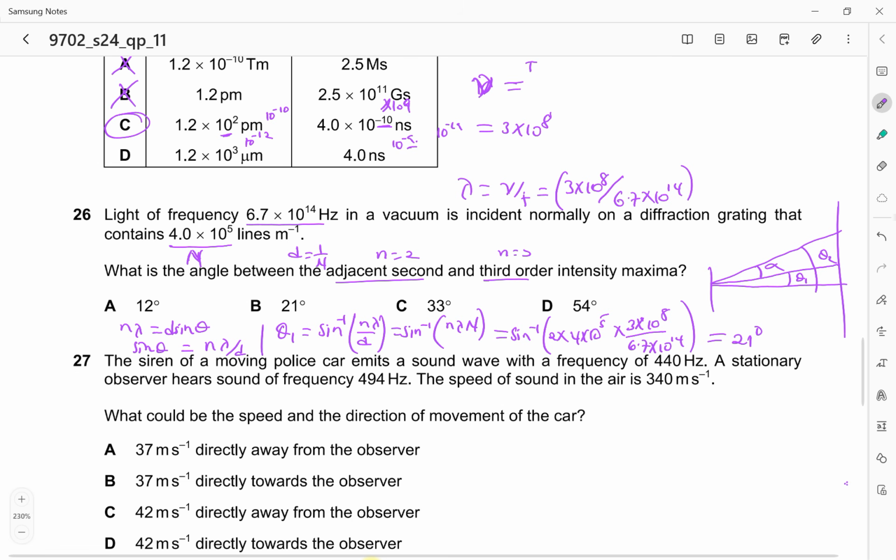There's not enough space here, but theta 2 is going to be, I will just substitute sine inverse of, where there is 2, I'm going to put there 3. So it will be 3 times 4 times 10 to the power of 5 times 3 exponent 8 divided by 6.7 times 10 power 11, power 14.